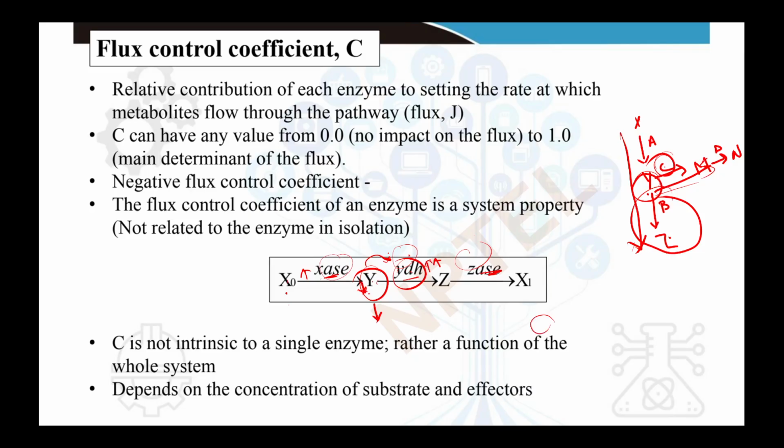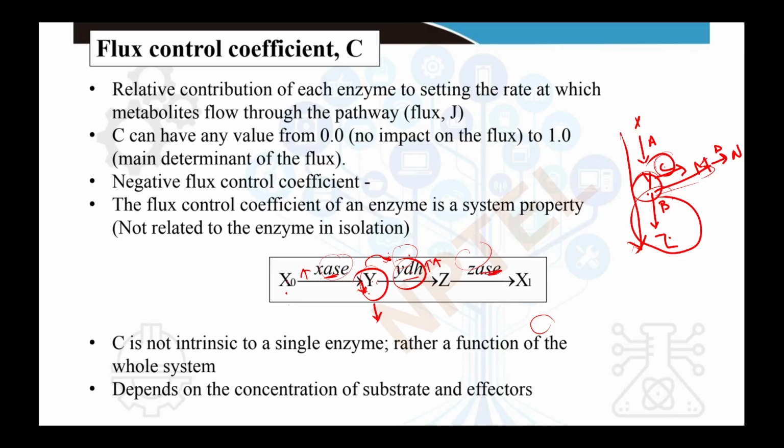Now we can say that if the concentration of Y is less, in that case, the enzyme's activity will be slower because there is not a lot of substrate for the enzyme to catalyze. So the reaction will proceed slower, slowing down the overall rate of the pathway. But here we are talking about the metabolites that are affecting the enzymes.